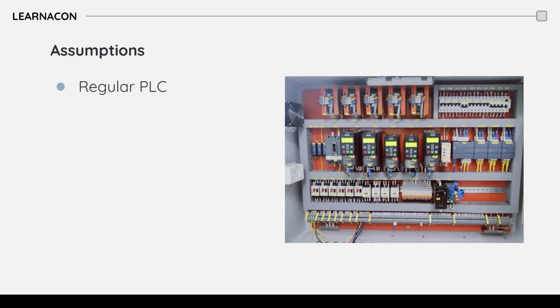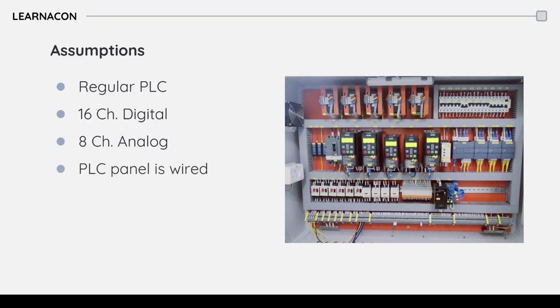Then, we specify the type of I/O modules we may use in this project. For example, a 16-channel card for digital inputs and outputs, and an 8-channel card for analog signals. Next, our estimate assumes that the PLC panel is already physically built and wired. This means our scope is focused purely on the software development and commissioning, not the electrical design or assembling hardware.